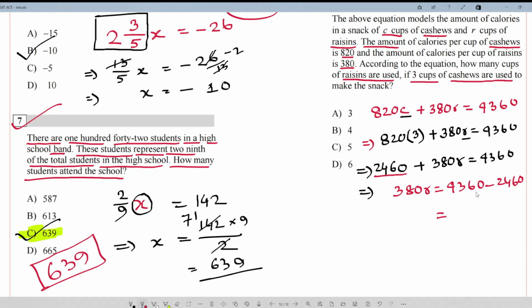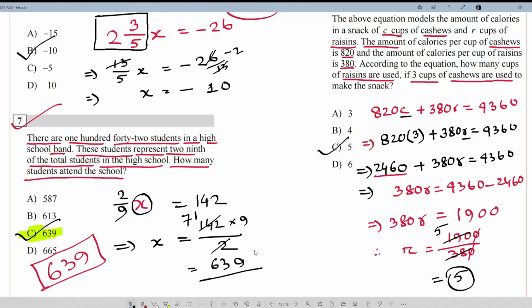Now here 0, 6 minus 6 will be 0, 13 minus 4 will be 9, carry 1, 2 will become 3, 4 minus 3 is 1. 380r, so r equals 1900. We will divide both sides by 380. Okay, so 5 8s are 40, 0, 5 3s are 15, 15 plus 4 means 19. So the answer is 5. So our right answer is option C, it will be 5.